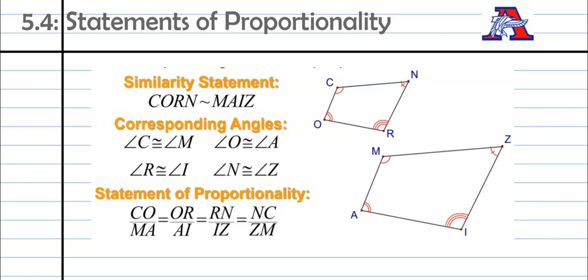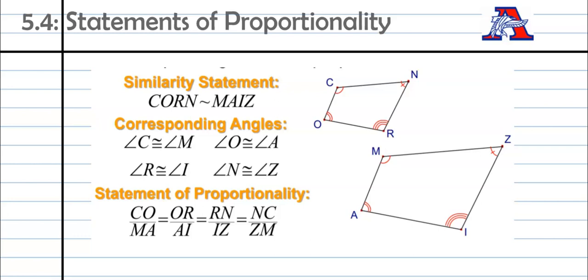If you remember from the first lesson, 5.1, if you have similar figures, their angles are going to be congruent. So angle C is congruent to angle M, and angle O is congruent to angle A, and so on. And they're marked that way in the diagram as well. Now, a statement of proportionality, and we've touched on this just a little bit, tells us which parts of each quadrilateral are proportionate.